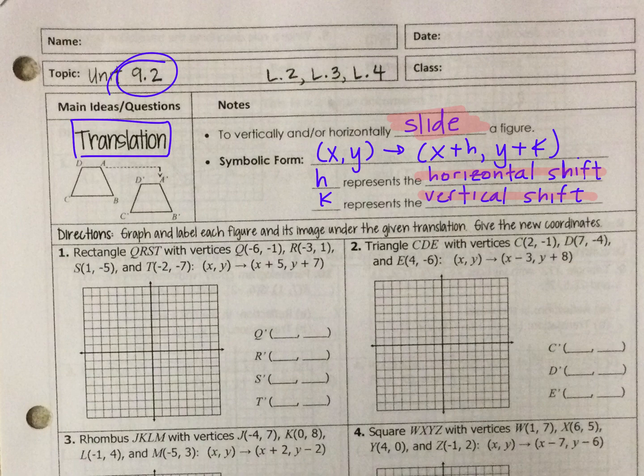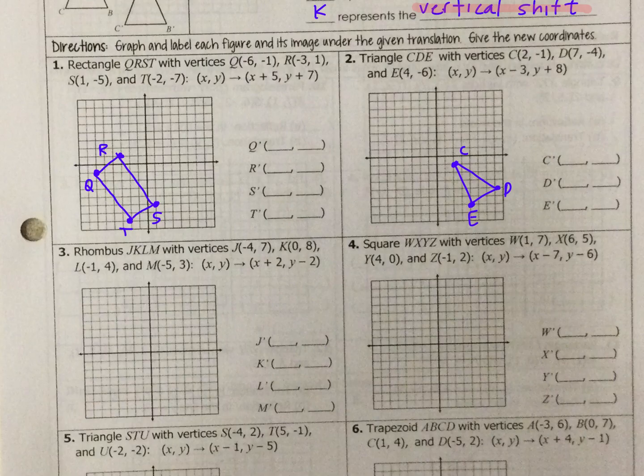So the first thing we're going to look at is we need to go ahead and graph all of these shapes in 1 through 6. So go ahead and do that, and I'll do that. Okay, I'm going to start with 1 and 2, and I'm going to show you how to do it. I'm going to show you two different ways. The first way I'm going to show you mathematically. So I've graphed all these x's and y's: Q, R, S, and T. So yours should match mine.